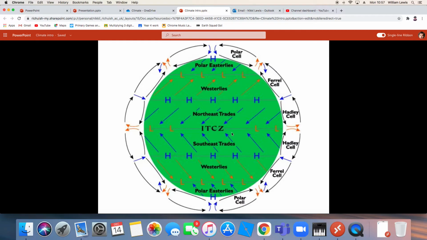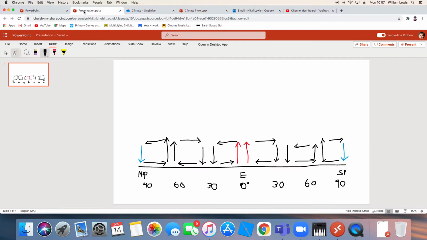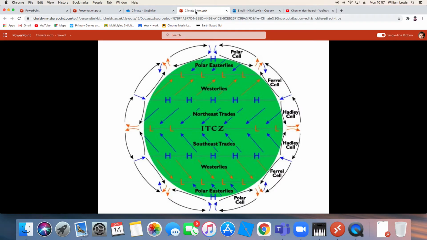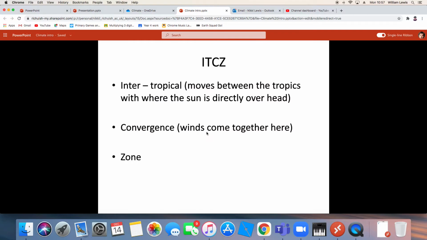Okay, when we drew our basic version, where the hot air was rising, I labelled that as the equator. Now, for part of the year, that is true, but it isn't true all year round. So in fact, really, the middle bit should not be labelled equator. It should be labelled ITCZ. That stands for Intertropical Convergence Zone. Intertropical because it moves between the tropics.